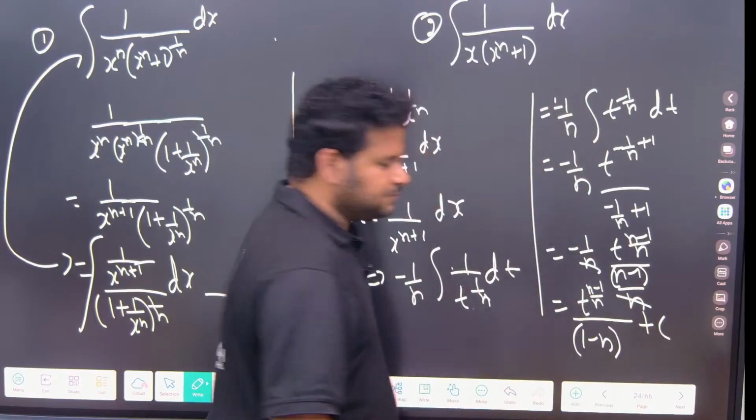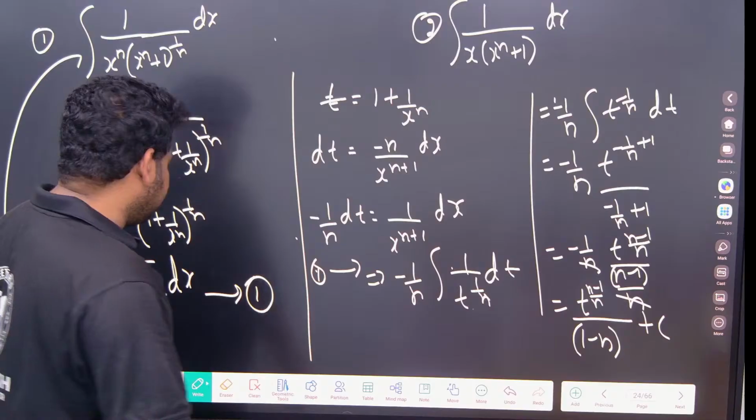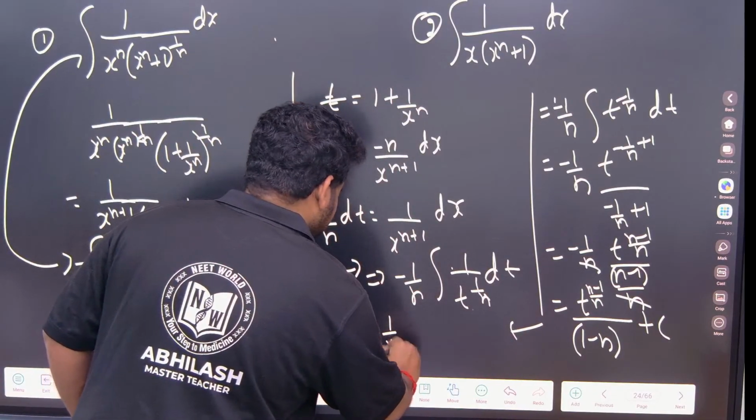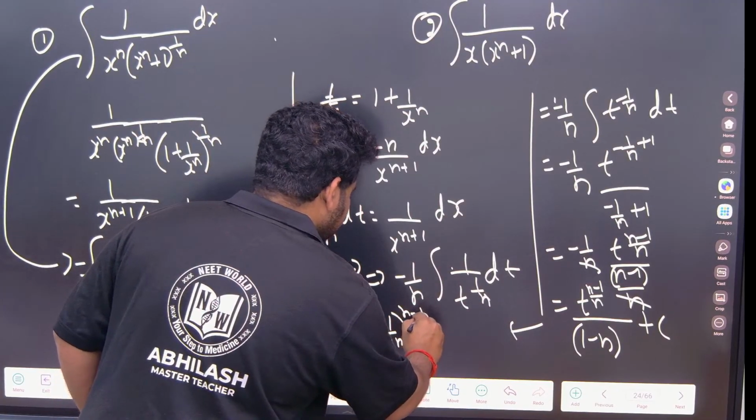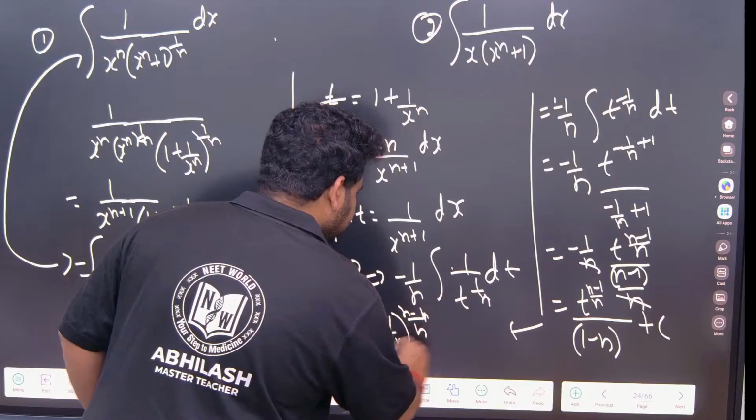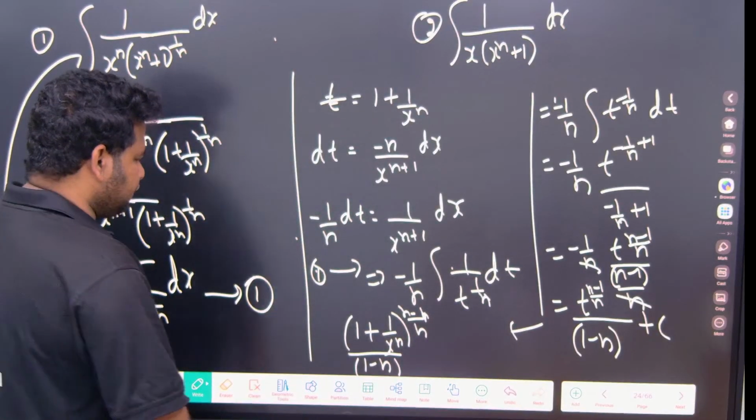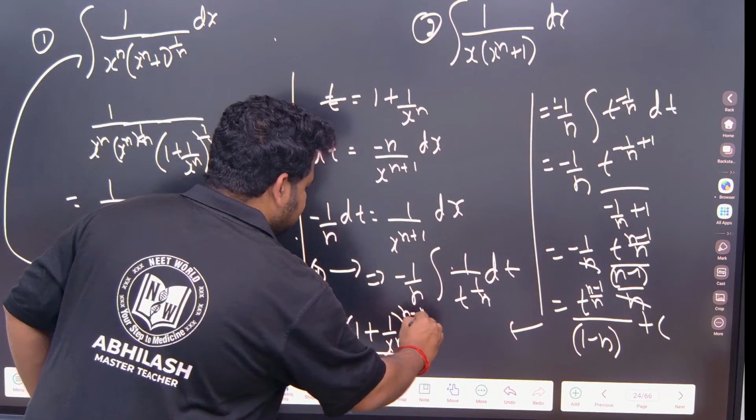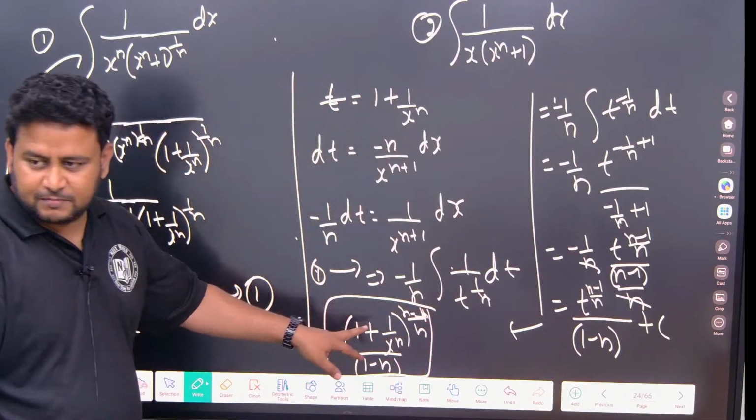That's all. But t is what? This is the value: 1 plus 1 by x to the power of n. So we have 1 plus 1 by x to the power of n, to the power of n minus 1 by n, divided by 1 minus n. This is what we are having. If they give it like this, you have to remember only this one. I told you how it comes, but you don't have to know how it comes. You just have to remember this.